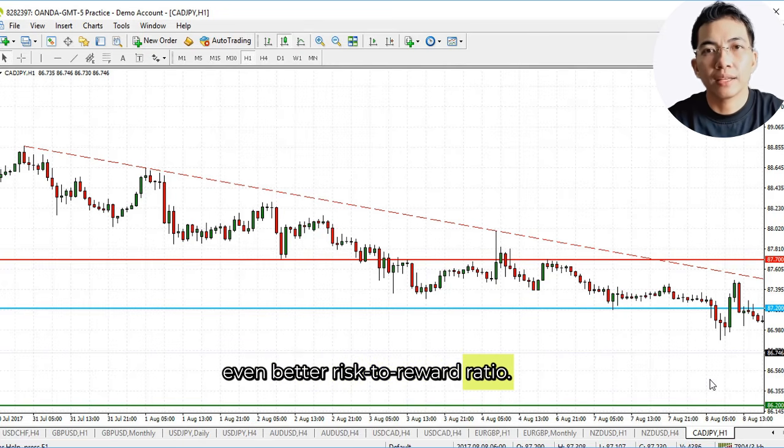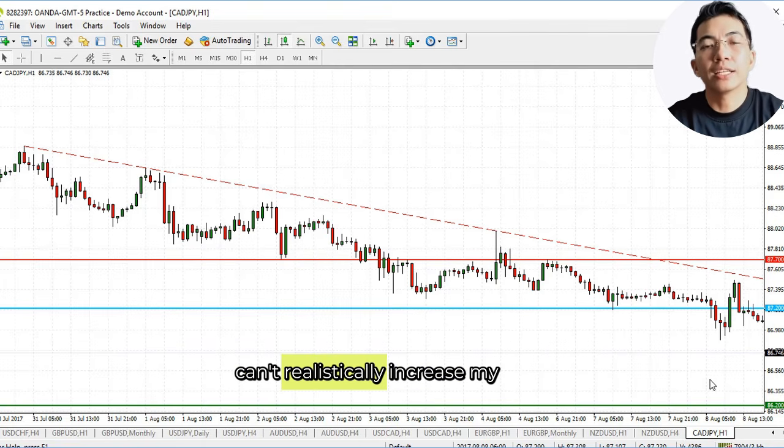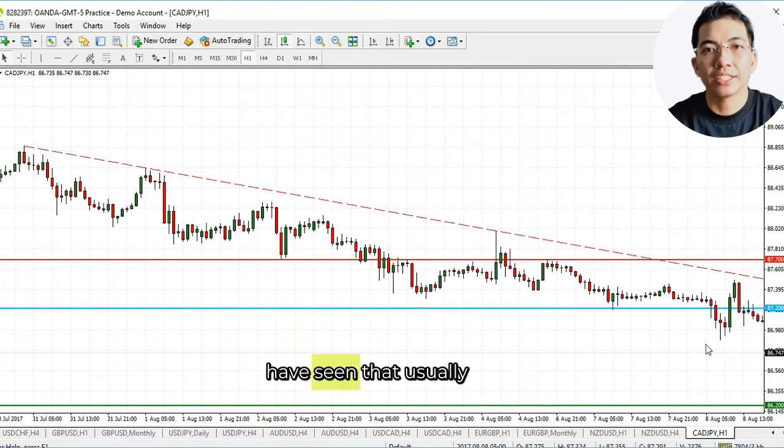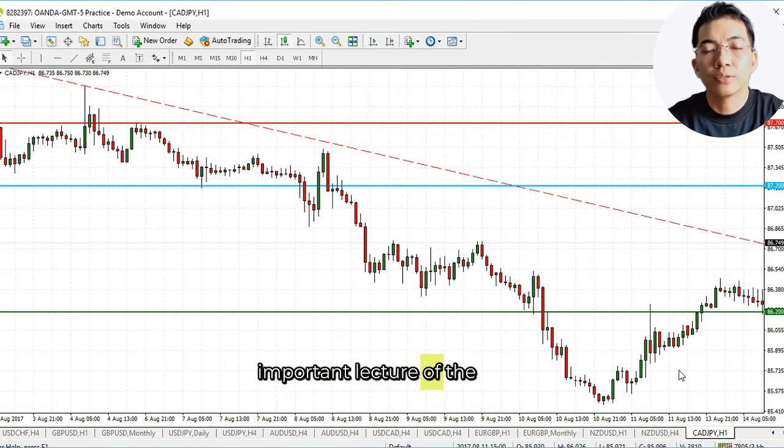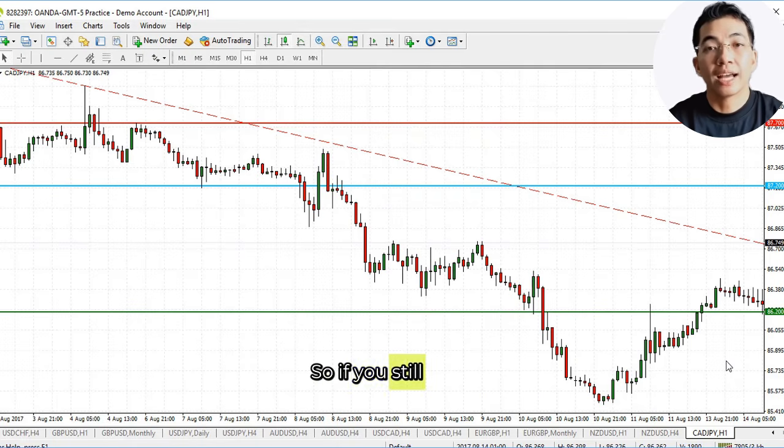reward ratio. For this trade, I can't realistically increase my take profit because I have seen that usually the down movements from the trend lines are about 80-90 pips, and I already have a take profit of 100 pips, so it's not realistic to increase my take profit in this scenario. I consider this lecture one of the most important lectures of the entire course. So if you still have some doubts, please ask questions in the discussion board. You can also post your trade and have a second opinion from me or from other students.